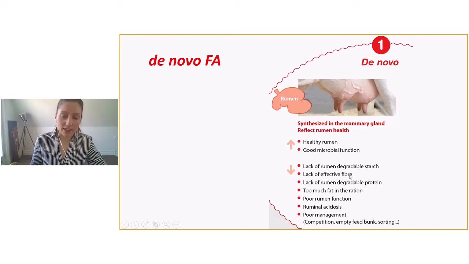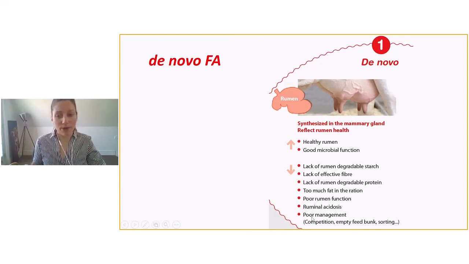If you lack effective fiber, you can also have too much fat in the ration, and that's going to affect the way that the bugs are working, and you can have lower Denovo because of that. A poor rumen function, ruminal acidosis, can also cause a depression in Denovo level, but there's also a lot of things to look into in management.